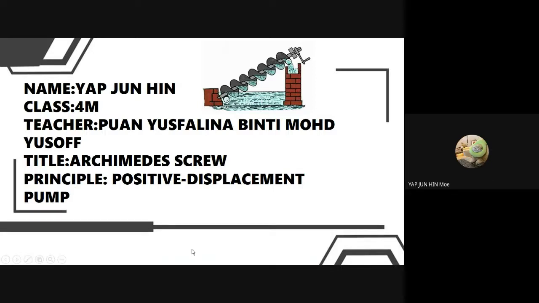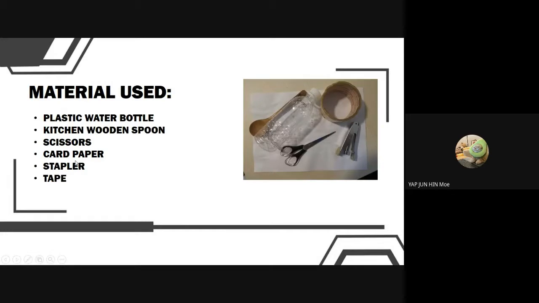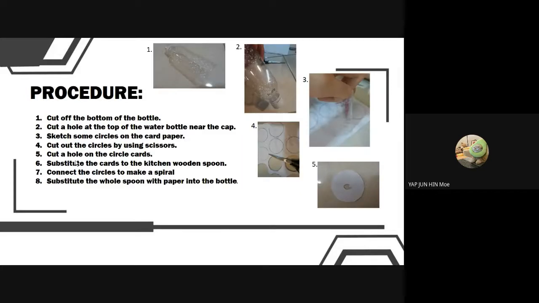Good morning, teacher. I'm Yap Jun Hin from Class 4M. Today, I'm presenting my project named Archimedes Screw. It's using a positive displacement pump. The materials used in this project are a plastic water bottle, kitchen wooden spoon, scissors, cut paper, stapler, and tape. So, first step, we need to cut off the bottom of the bottle and cut a hole at the top of the water bottle near the cap.